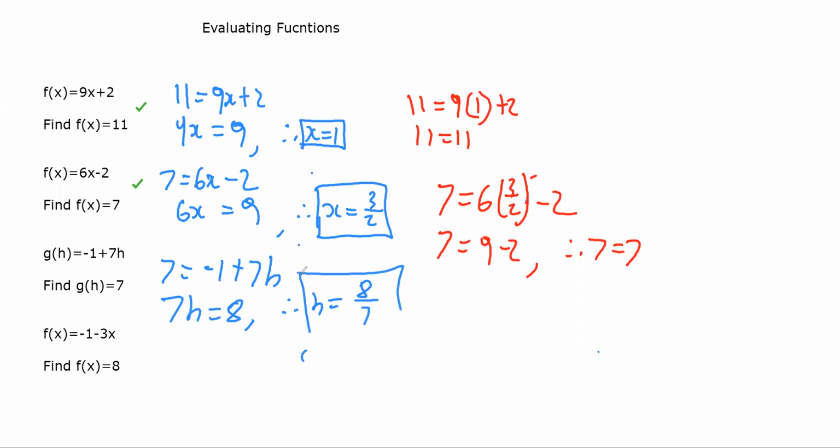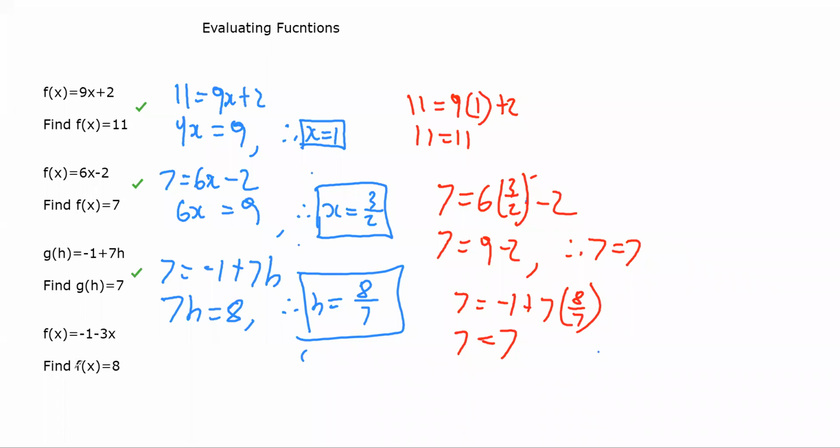Now let's check if we got it right. We check it like the previous problems. So we will put g of h equals 7 into g of h right here. Now if we do that, we will get 7 equals -1 plus 7 into 8 by 7. And if we simplify that, we will get 7 equals 7. Now we can see that we got this problem right. So let's move on to the next problem.